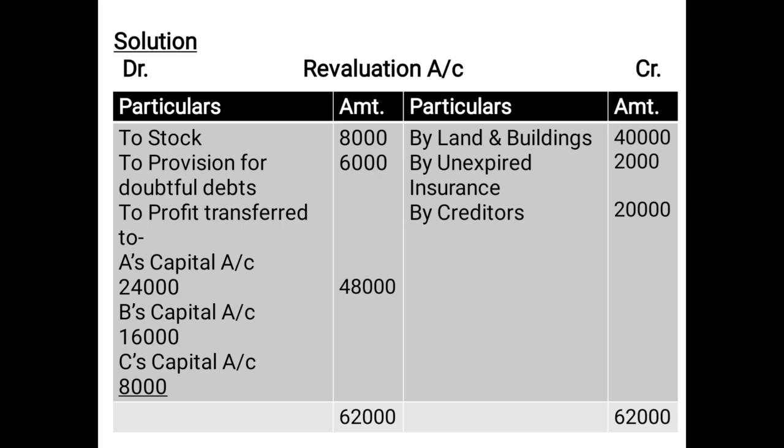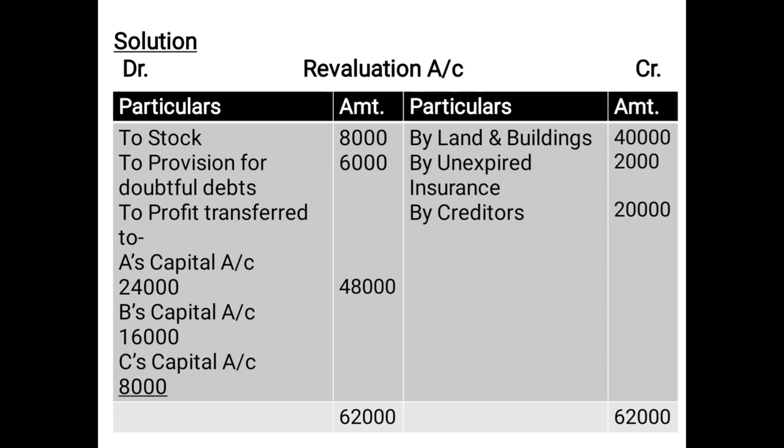Now this is the revaluation account. As you can see, on the credit side we have shown the increase in asset and decrease in liability: by land and buildings 40,000, by unexpired insurance 2,000 and by creditors 20,000, as we have already discussed while discussing the adjustments. Then on the debit side we have shown the increase in liability and decrease in assets: to stock 8,000 and to provision for doubtful debts 6,000, as we have already discussed.